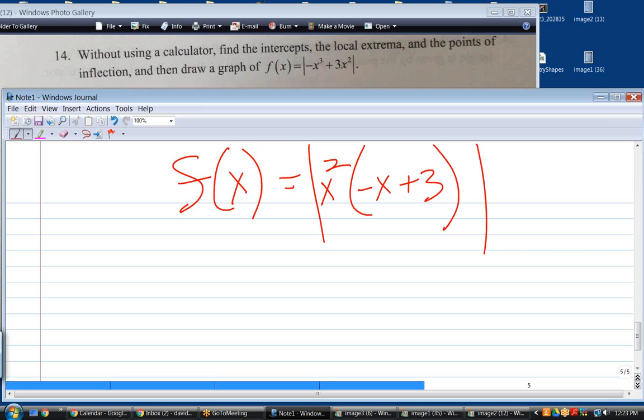If I'm looking for intercepts, how do I find them? So y equal to 0. Correct. So what are my intercepts? Would be 0 and, let's see, would just be 3. Yep. Okay, the local extrema.